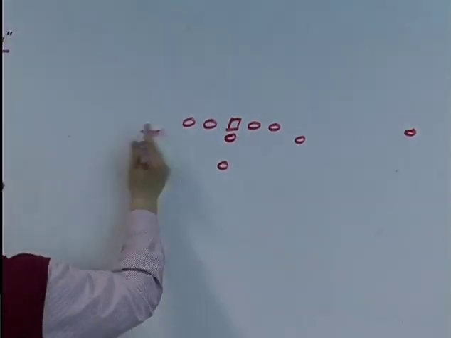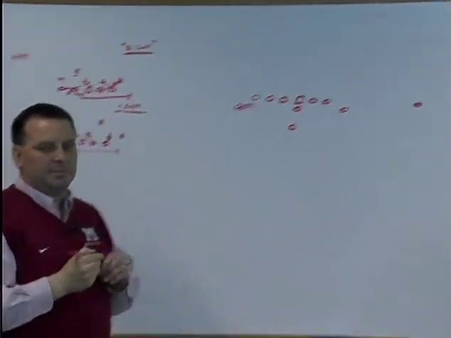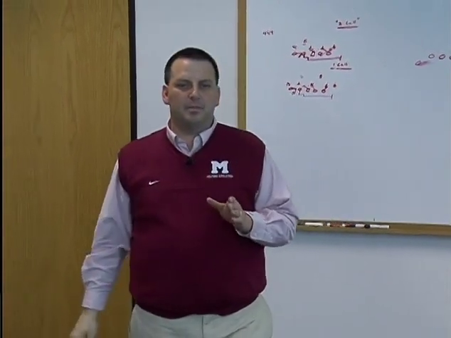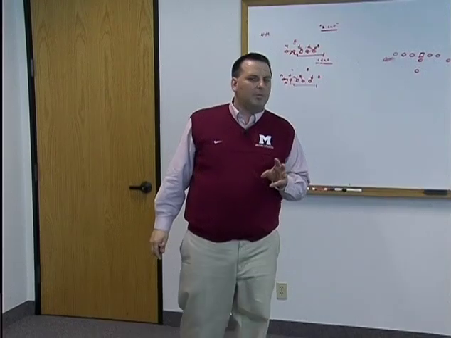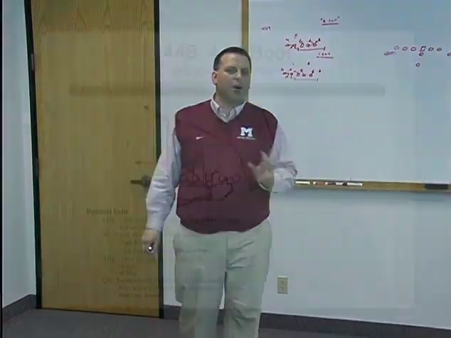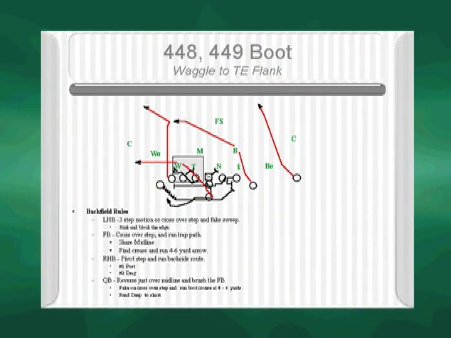thought process in the boot pass. We tell our quarterback, if we are running the boot or waggle to the tight end flank, it is a run pass option. We want him to break contain. If he can run the ball for 6 to 8 yards or get us a first down, we tell him to take it. We want to force the perimeter with that quarterback breaking contain.